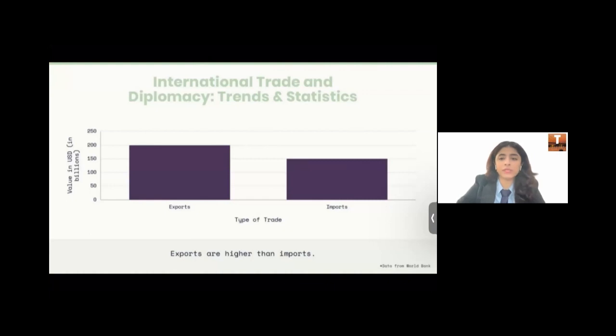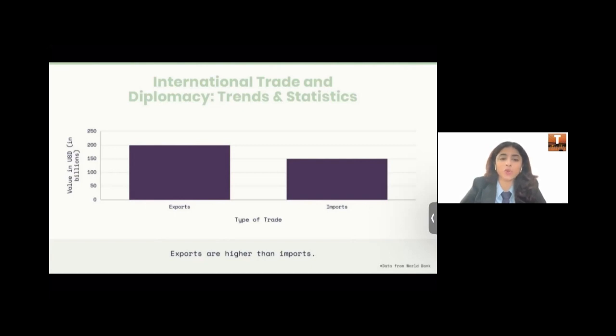Now let's talk about the statistics part of international trade. As you can see, this shows some trends of the types of trade and their values in USD. So I'll be briefing you a little about this. International trade and diplomacy both play crucial roles in shaping global relations and driving economic growth. So what are the key trends which work in international trade and diplomacy?